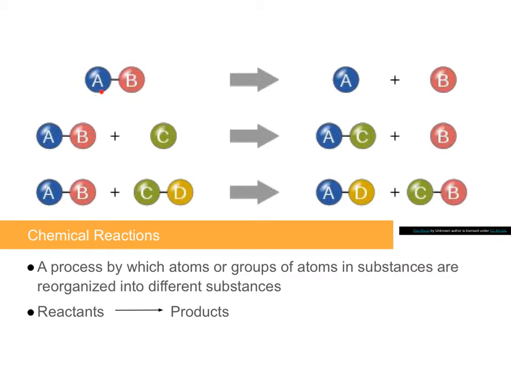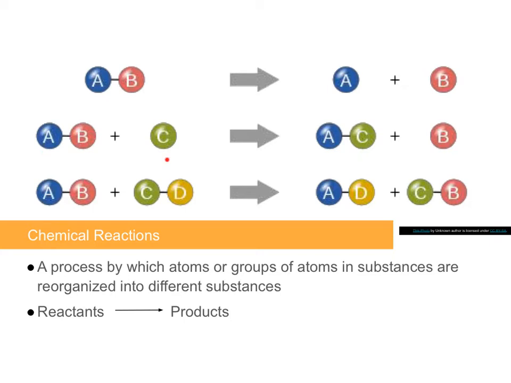So here we start with this substance called AB. Okay, so this is a compound, it's A and B bonded. After it undergoes a chemical reaction, I now just get A by itself and B by itself. So I start with one thing and I end with something different. Next, I have AB plus C. And when I go through my chemical reaction, I end up with AC plus B by itself.